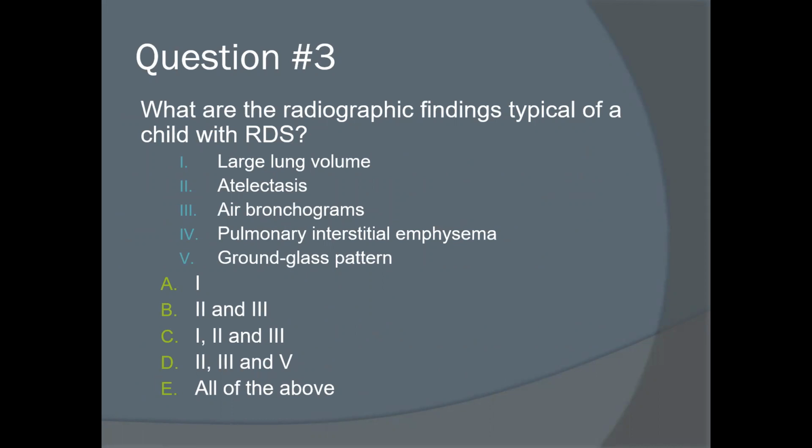What are the radiographic findings typical of a child with RDS? Air bronchograms, ground glass pattern, and do you get atelectasis from the collapsed alveoli? Yes. It's D, letter D.